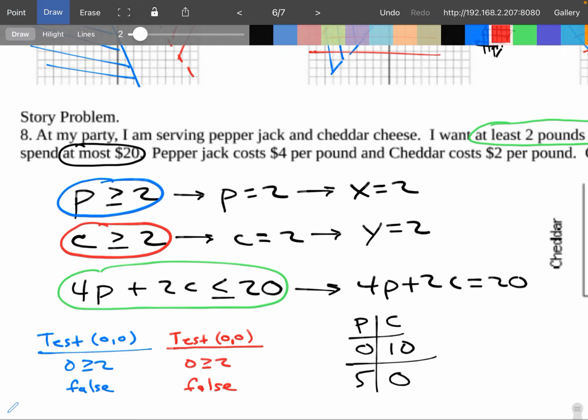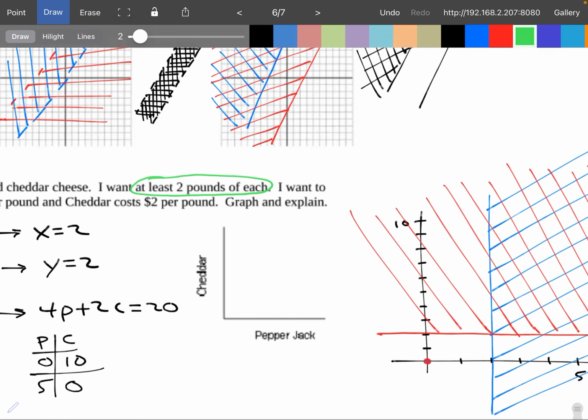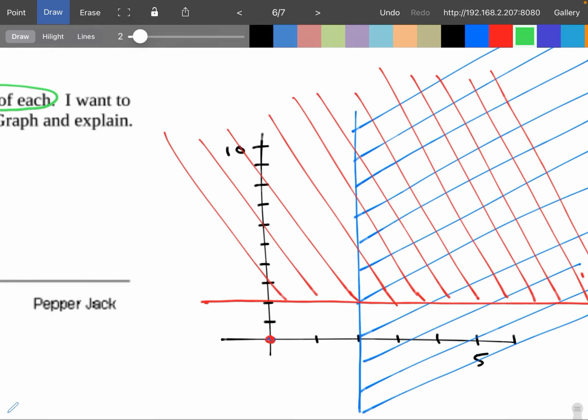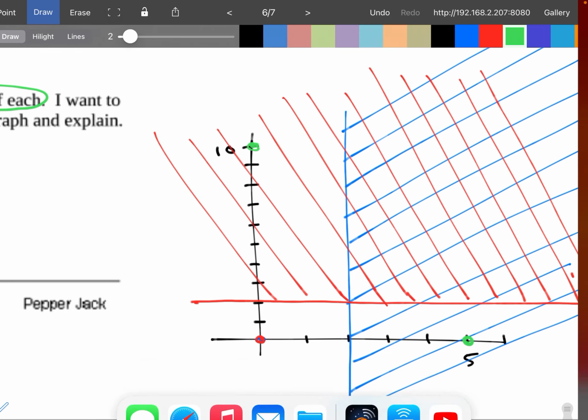I got a bunch of colored pencils in my closet. Would probably help you guys. There we go. So that looks like that.